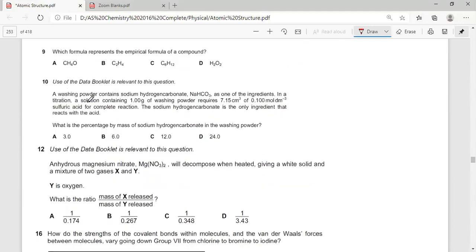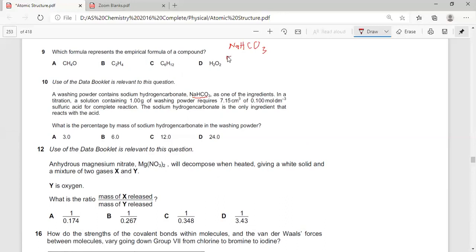Okay, a washing powder contains sodium hydrogen carbonate. Now this is a weak base, guys. I'm going to put here sodium hydrogen carbonate. It's one of the ingredients. In titration, the mass here is equal to 1.00 grams. It requires 7.15 cm3 of 0.1 molar acid, H2SO4. And how much of it is used here?